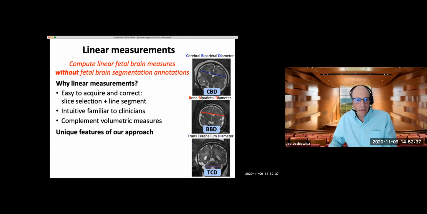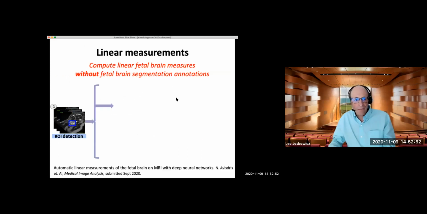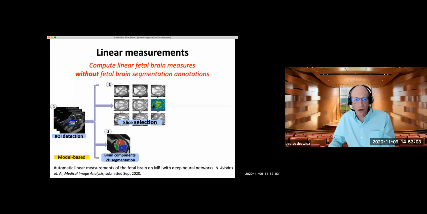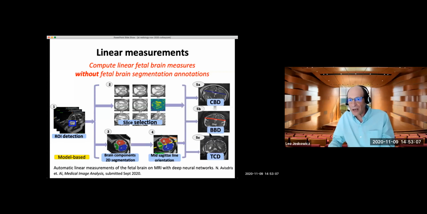It's intuitive and familiar. It's not as good as a volumetric one, but it's certainly useful from a clinical point of view, and it's similar to what would happen in ultrasound. So here we use the same methodology, but now we build a network that performs the slice selection. Here you see in yellow a network that manages to choose the correct slice. And then once the slice is chosen, we can use model-based methods to derive the measurement.